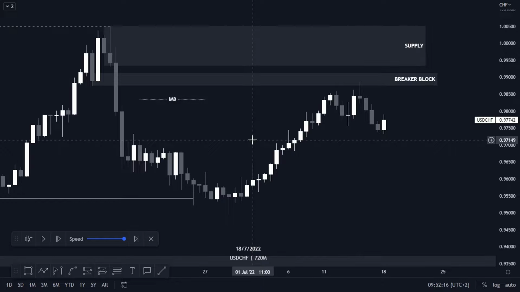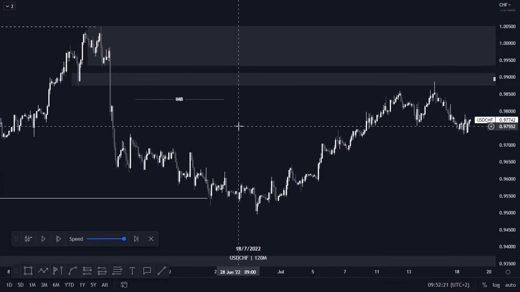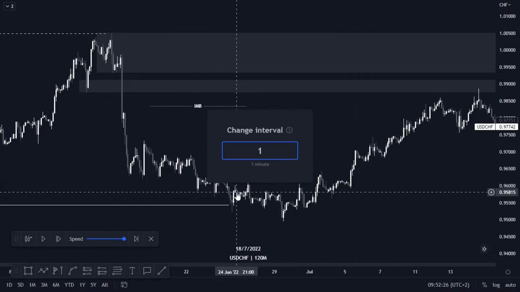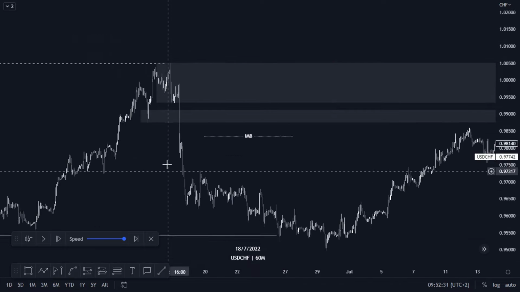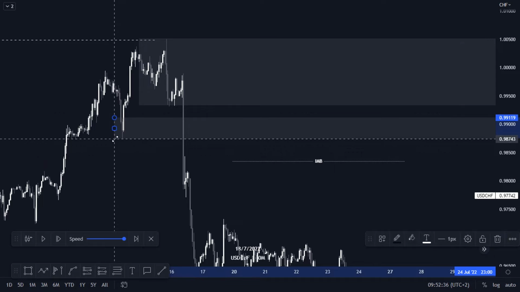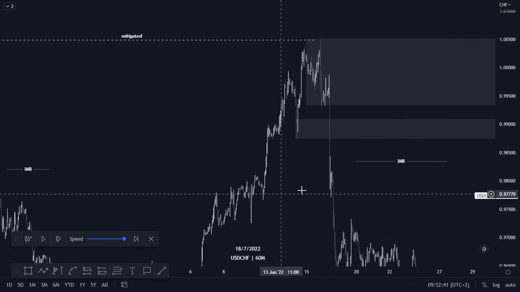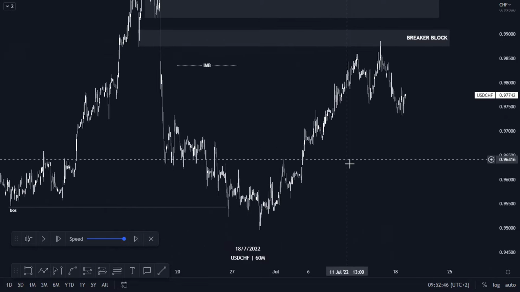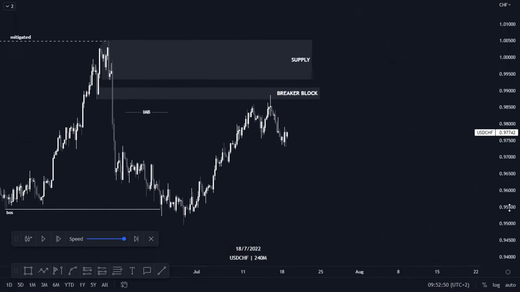Okay, now let's move to the 2-hour chart and find where our breaker block candlestick is. You can see that candlestick is too big. We can move to the 1-hour chart, and there is the candlestick we used for our breaker block. Price has now tapped into our breaker block, and let's see what happens.